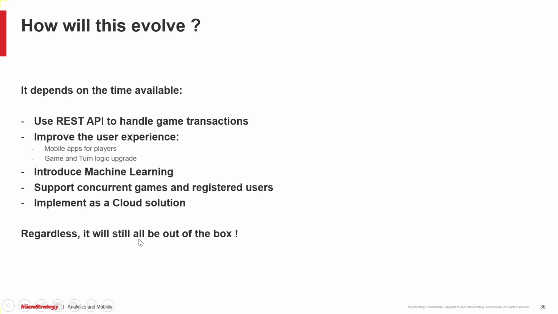So how is this application or this game going to evolve? I think it depends on the time I have available. But I'd like to use the REST API to handle game transactions. I'd like to improve the user experience, like have mobile apps for players, really upgrade the game and turn logic, improve the graphics. And then I think we need to introduce some machine learning, because we're going to be collecting game data and patterns, which I think will be fascinating. We need to support concurrent games and have registered users. And then finally, we just need to implement it as a cloud solution so that everyone can play it. But you know what? Regardless, it will still all be out of the box.